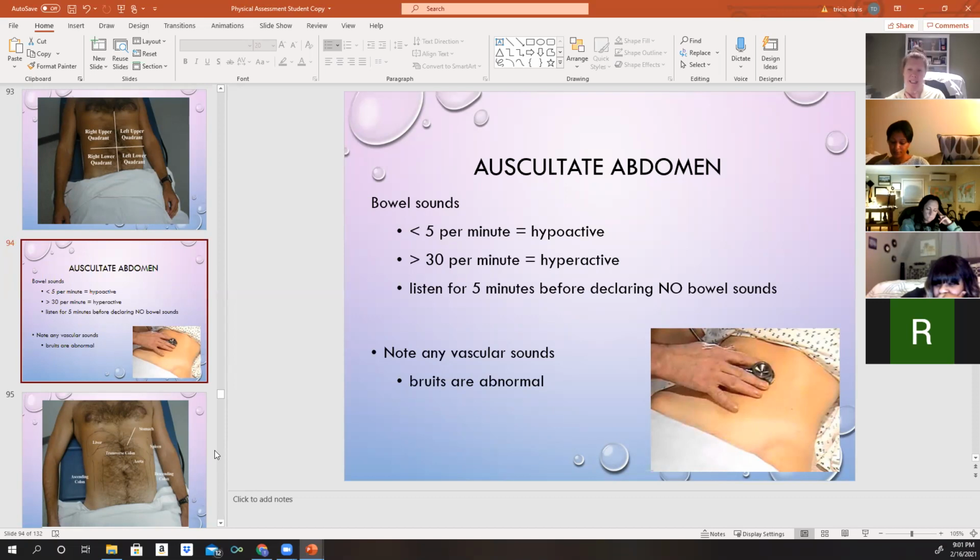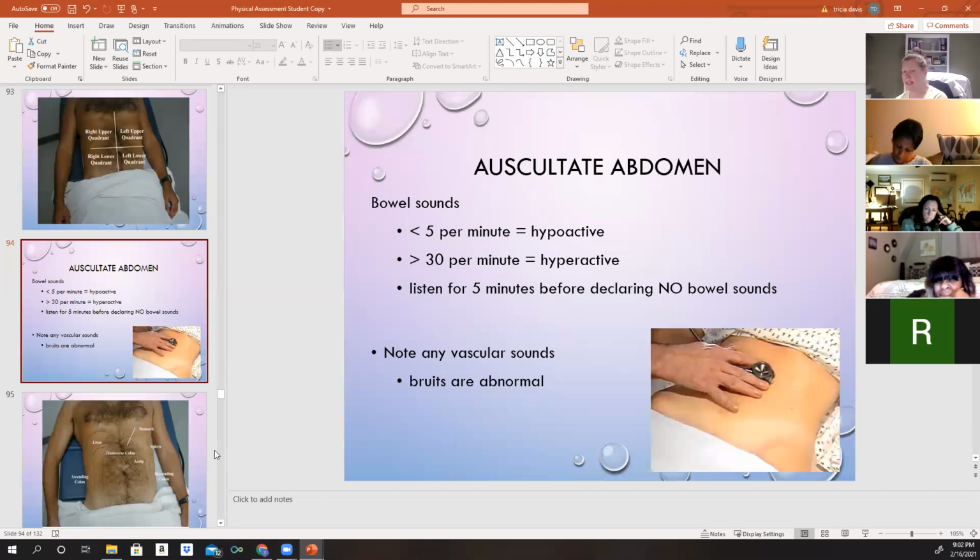So you're going to document, did they have any? Did they have them in all 4 quadrants? And then were they hypoactive or hyperactive or normal? So if you don't hear any bowel sounds, in order for you to be able to say that you didn't hear any, you have to listen for 5 minutes before declaring that there are no bowel sounds.